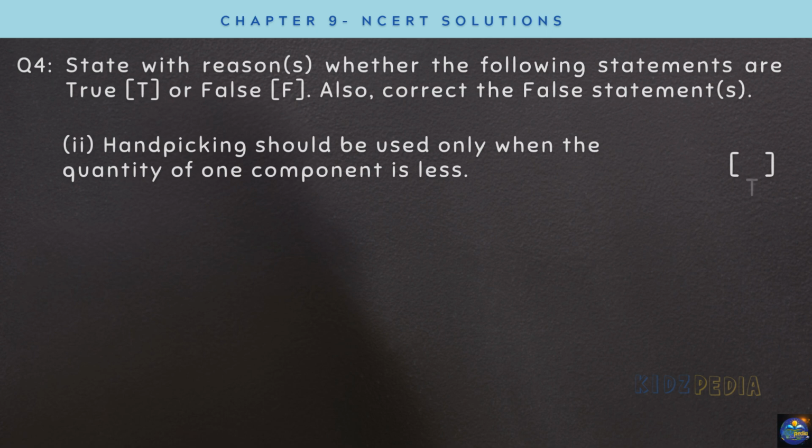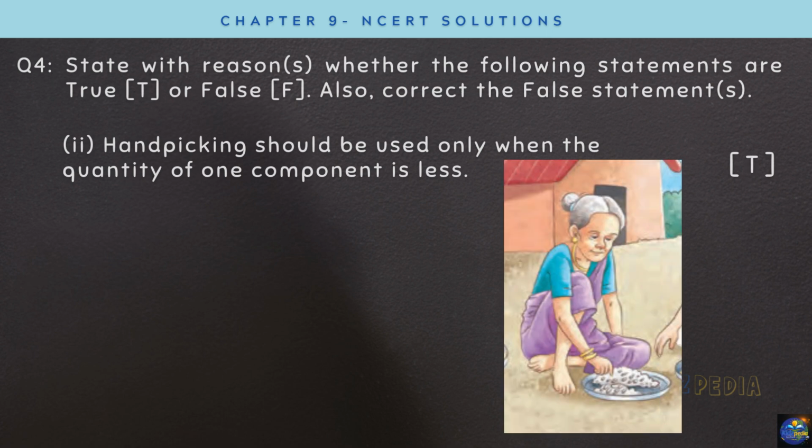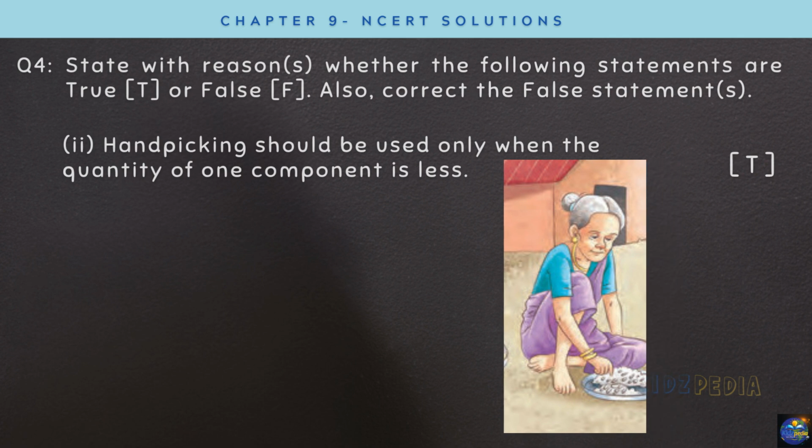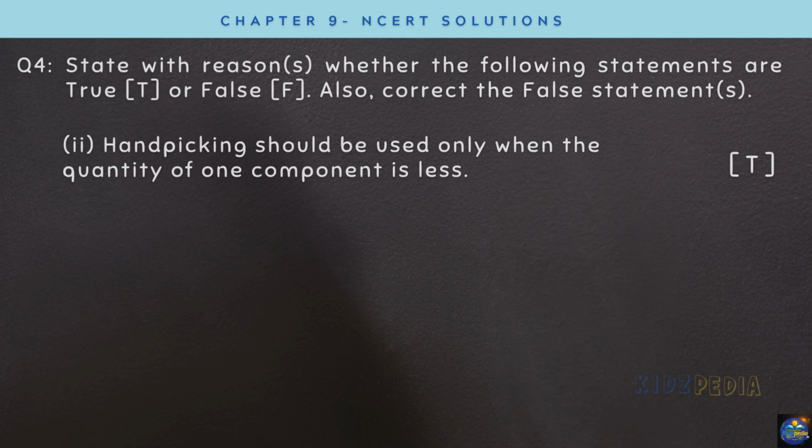This statement is also true. Hand picking is a method of separation in which unwanted materials are removed by hand. This method works only when the amount of impurity is very small and the particles are large enough to be seen easily. If the quantity of impurities is very large, hand picking becomes difficult and time consuming.